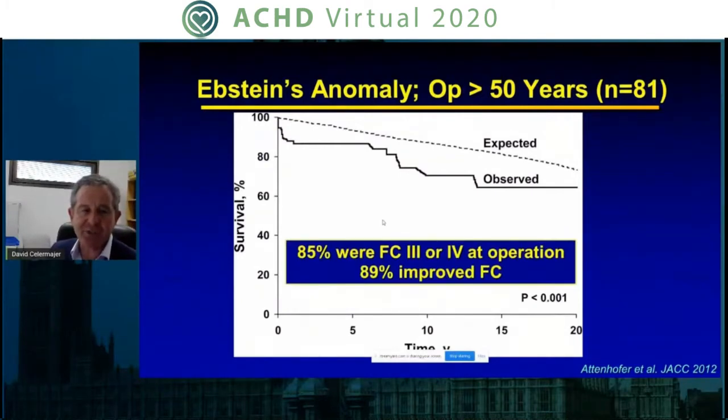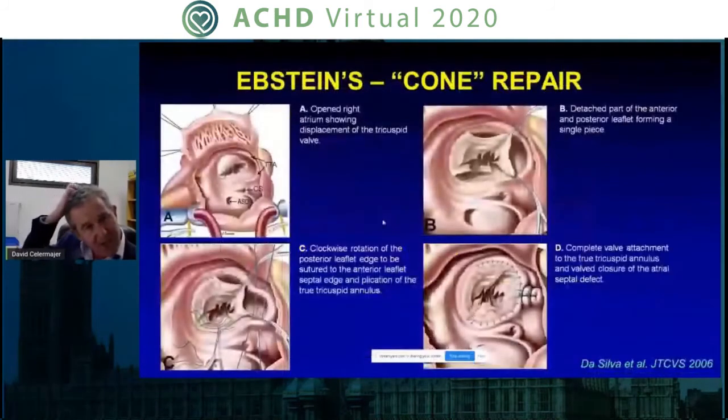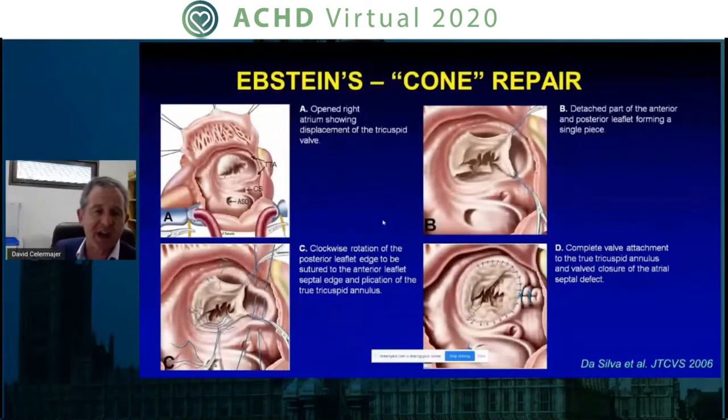And just noting that this was a particularly unwell group, that 85% were functional class 3 or 4 at operation, and 89% had an improved functional class 1 year after their surgeries. What is the cone repair, for those of us who are less familiar with it? Well, it's shown on this slide.